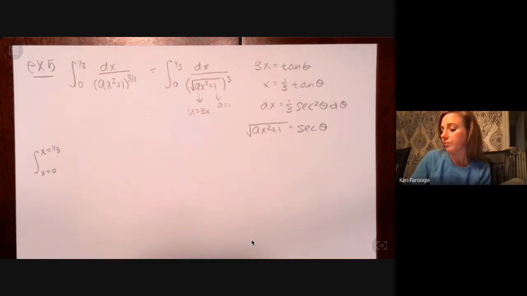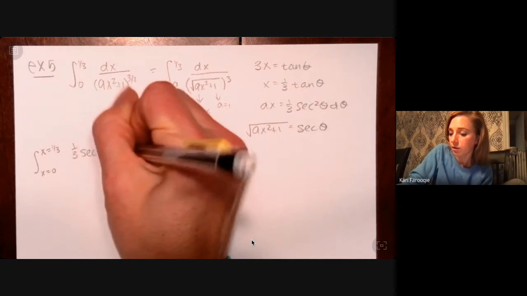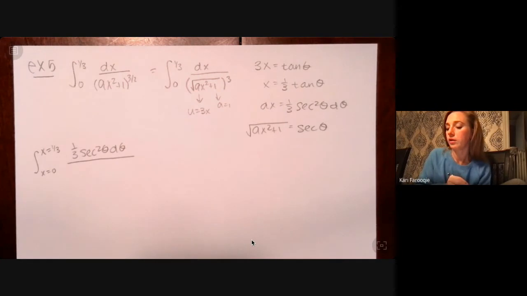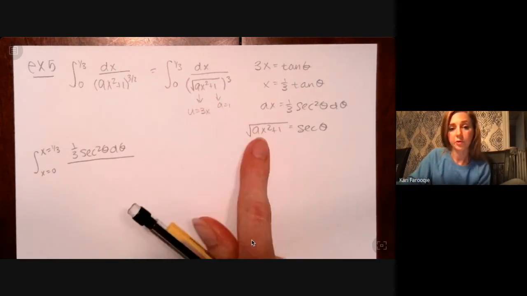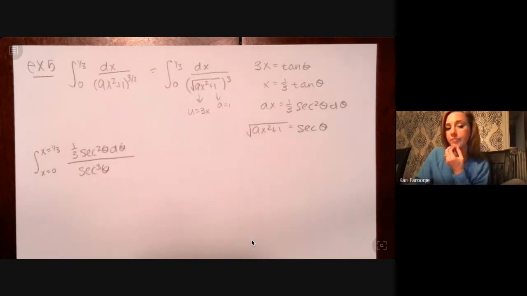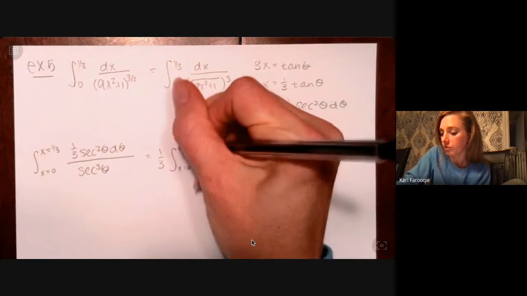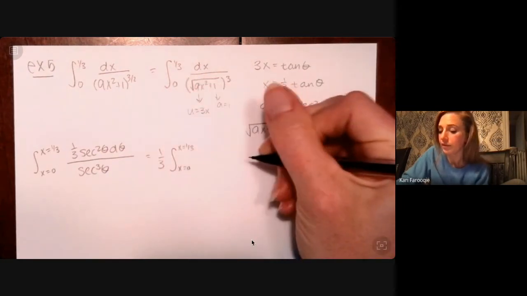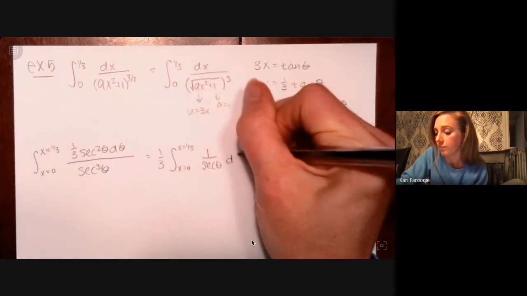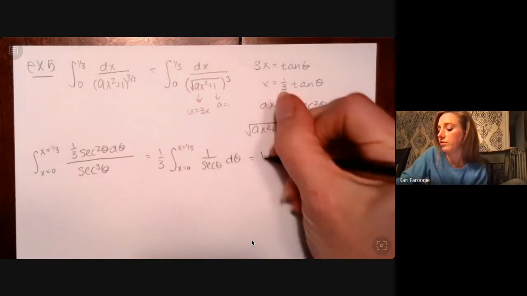But it's up to you. All right, so our dx is 1/3 secant squared theta d theta. And in the denominator, your radical is being cubed, so that will be secant cubed theta. So I have 1/3 times the integral from x equals 0 to x equals 1/3 of 1 over secant theta d theta. And then again, you can write this as cosine.